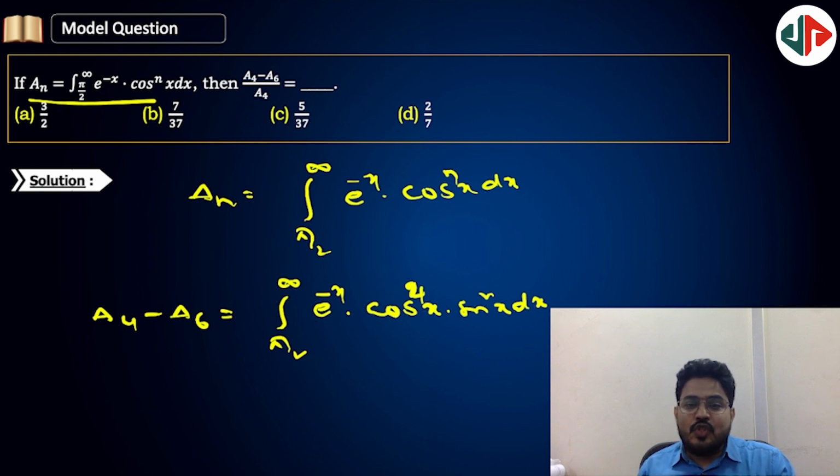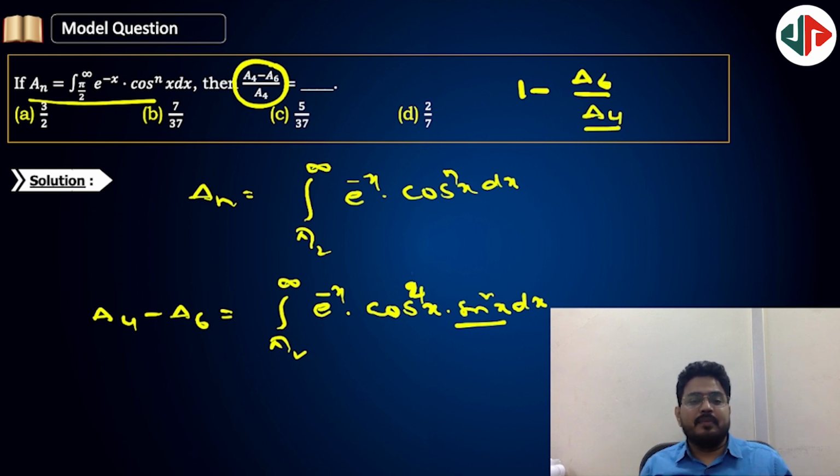Okay, so here what I will do, I need a4 minus a6 by a4, which is otherwise 1 minus a6 by a4, also okay. You can write this total value as 1 minus a power 6 by a power 4 also.